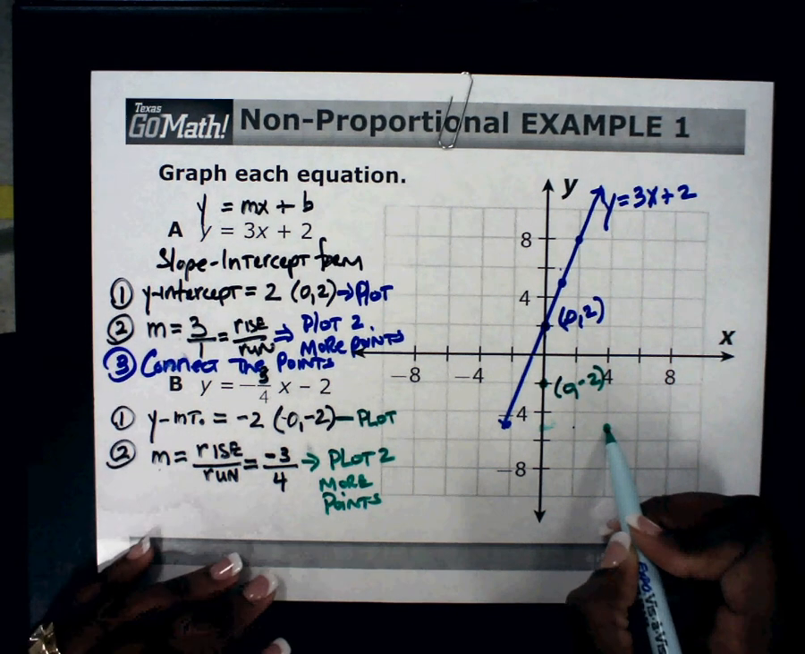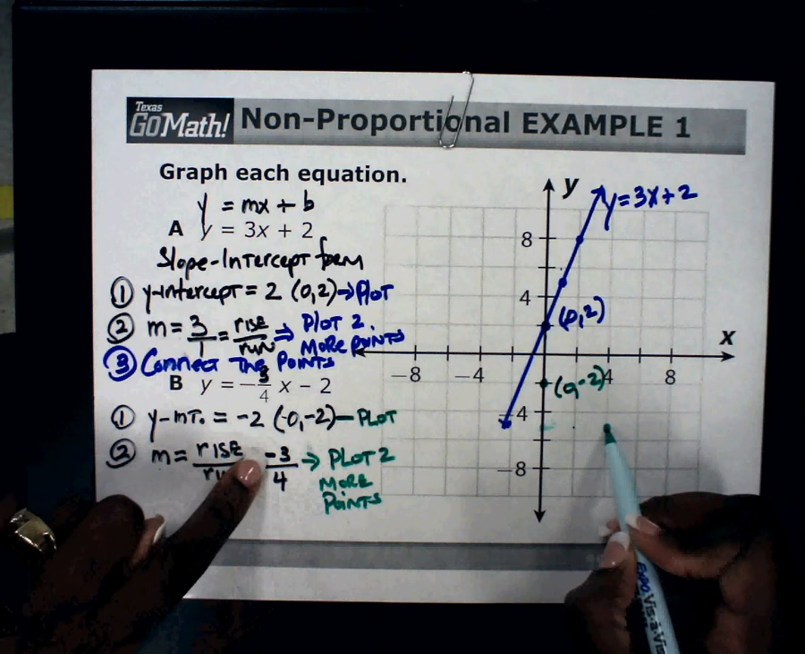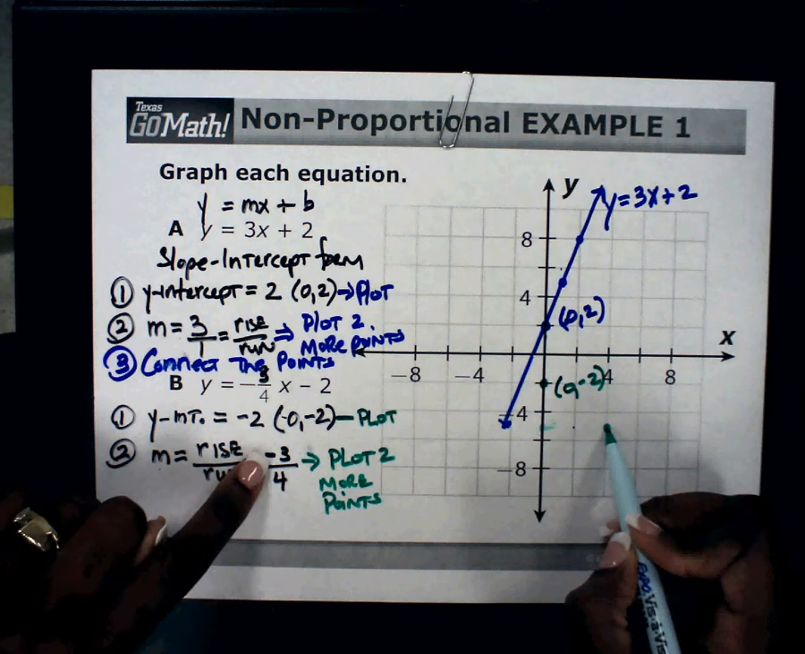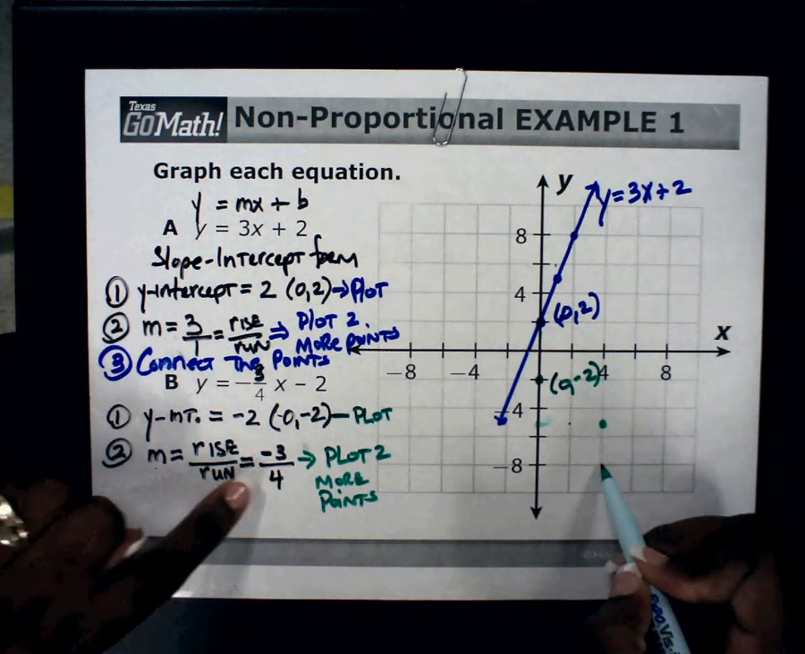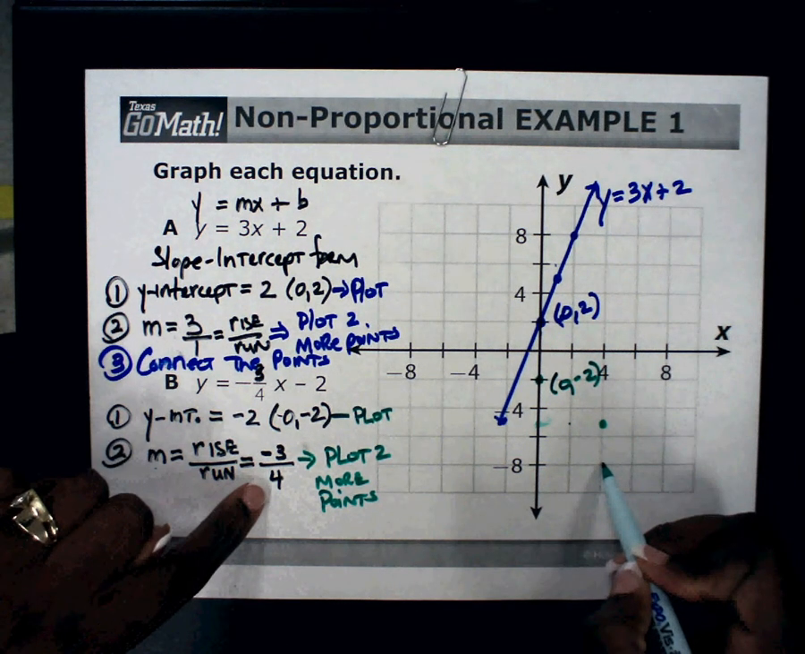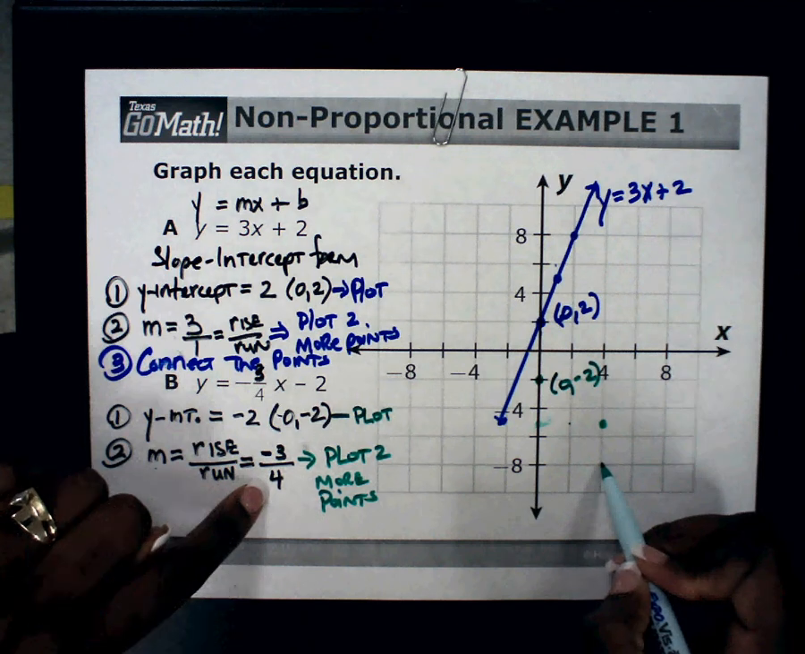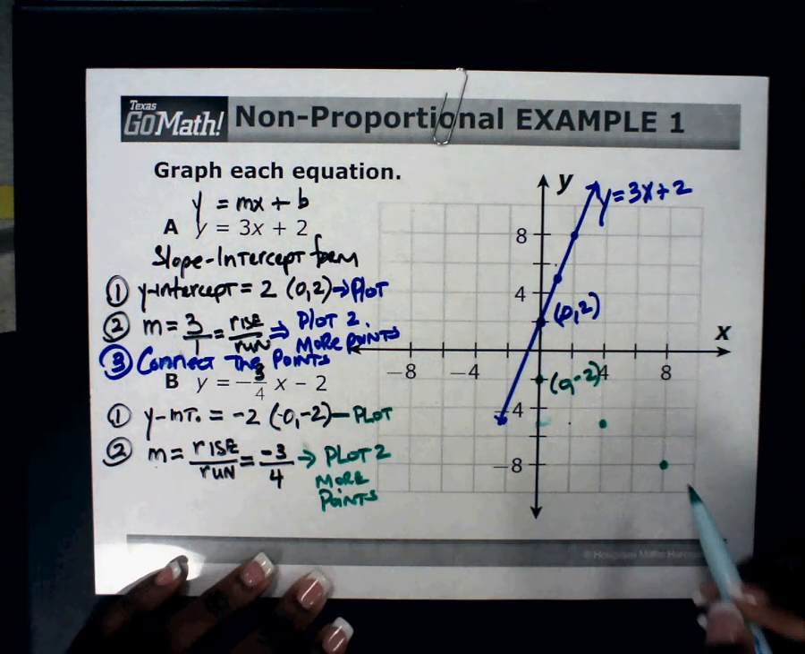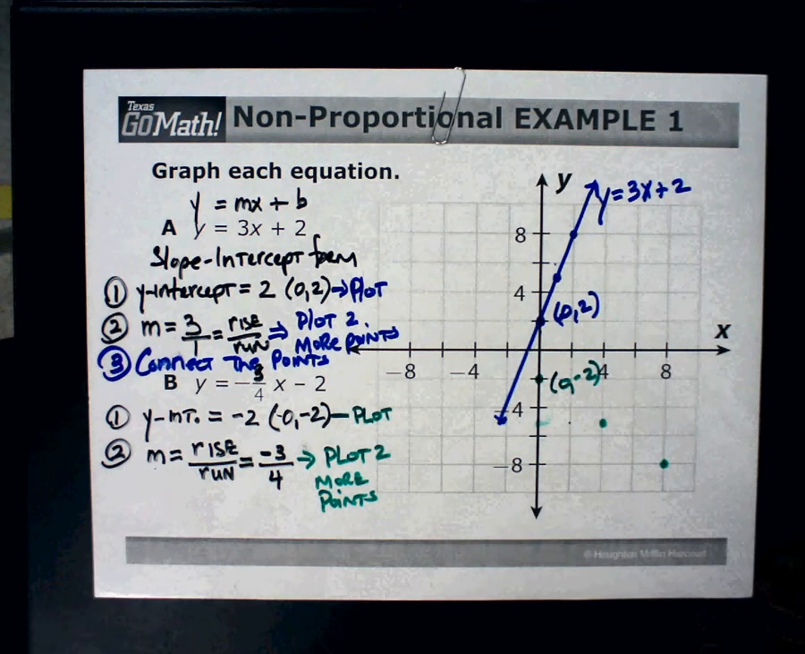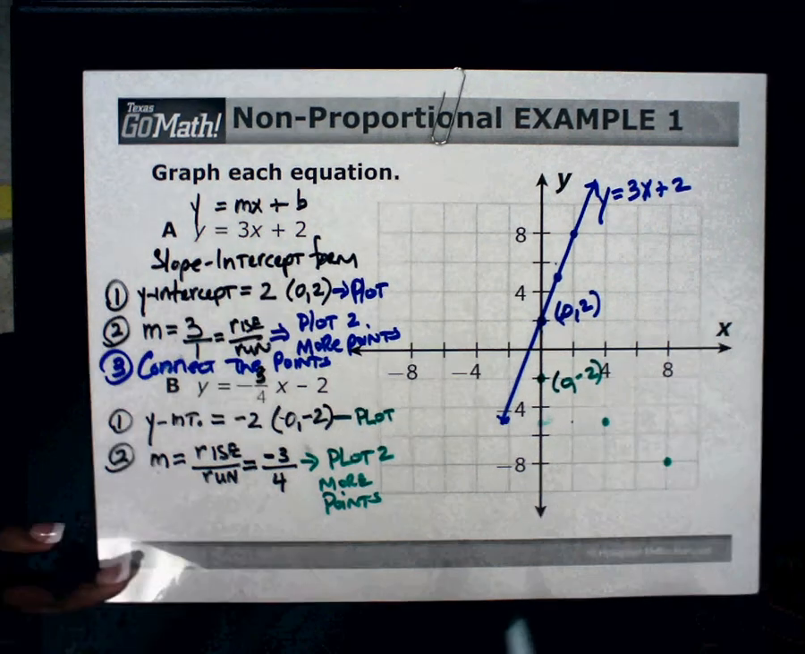So our rise is -3. Again, we go down 3 units, and then we run a +4, which is to the right. So that's our third and last point that we need to plot.